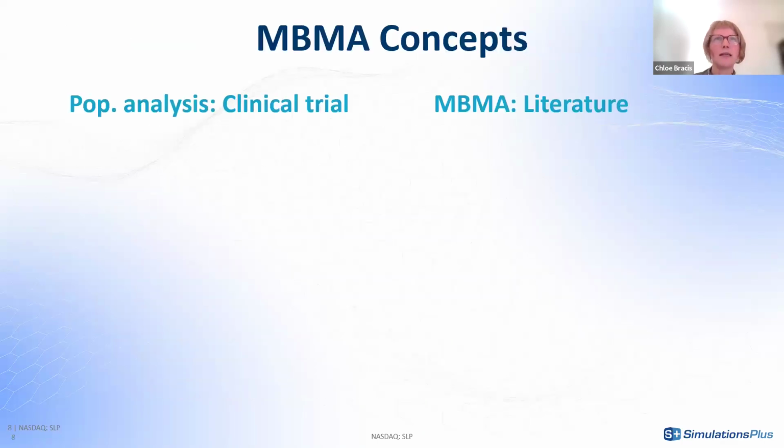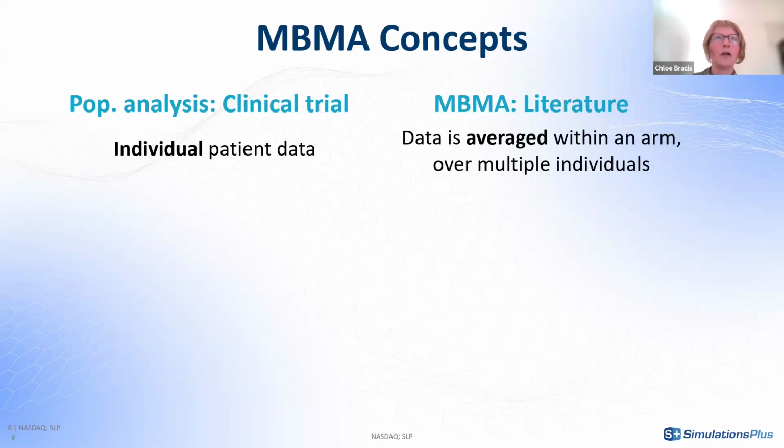So continuing with the concepts, if we're looking at how an MBMA based on literature compares to a more traditional population analysis based on a clinical trial, in our clinical trial, we're looking at individual patient data, whereas with our MBMA, we have our data averaged over multiple individuals within an arm. So we're looking at those aggregate results.